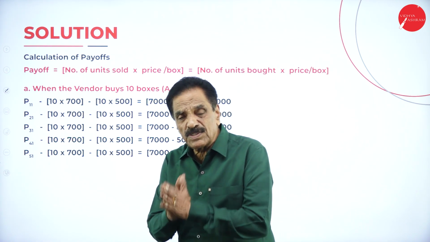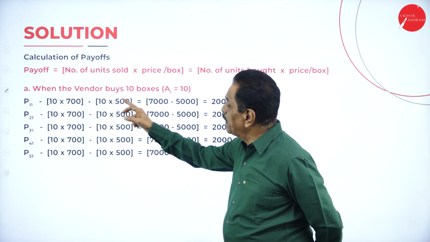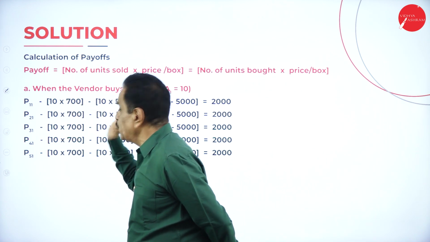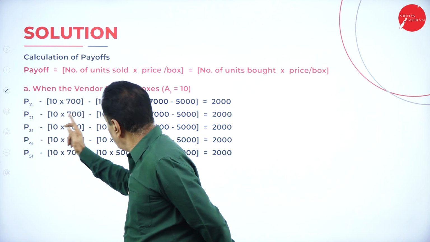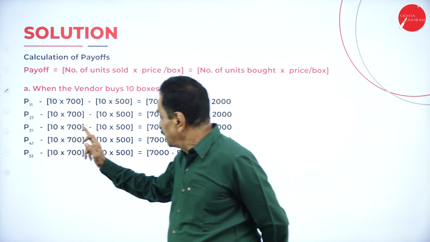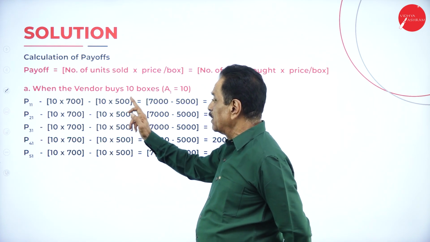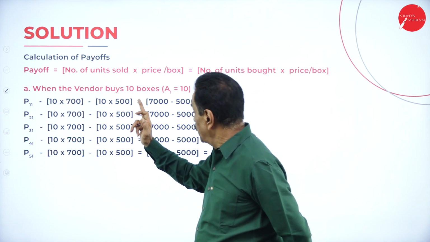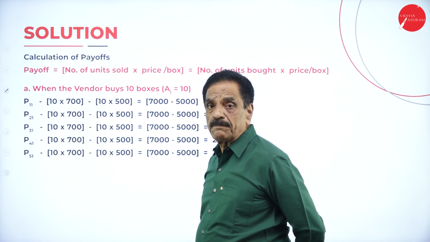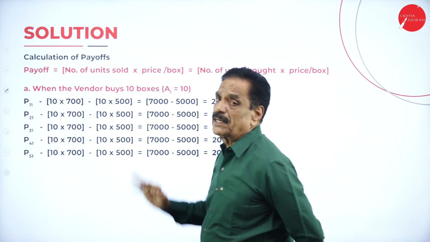What are the number of boxes? 10, 11, 12, 13, 14. So when the vendor buys 11 boxes, 10 into 700, then 11 into 700 for the rest. Here 11 into 500, repeated for each.